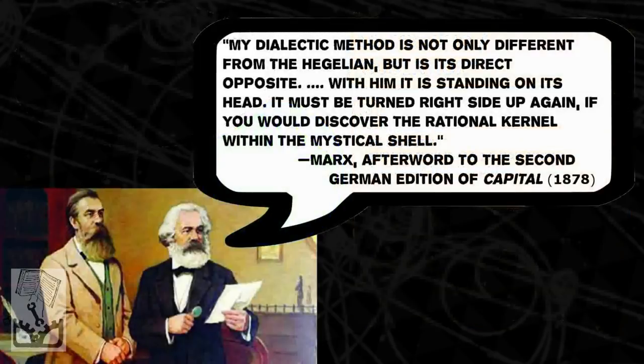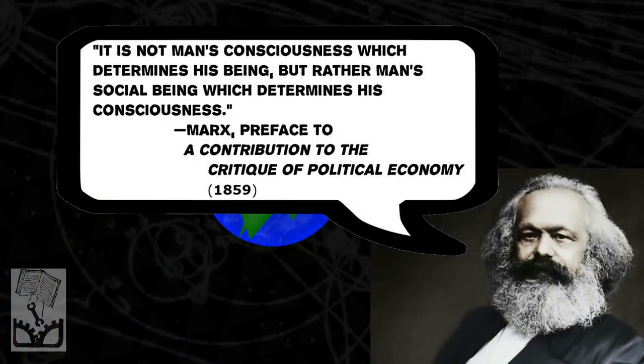The innovation of Marx and Engels was to turn Hegel's idealist conception of dialectics and history upside down, and assert the primacy of the material world in the causal relation. This isn't to say that ideas don't matter, but an assertion of where ideas come from. It is not man's consciousness which determines his being, but rather man's social being which determines his consciousness. Rather than a conflict of ideas, Marx and Engels saw the driving motor force of history in how human beings sustain themselves through the production of their wants and needs. In other words, through a lens of political economy.